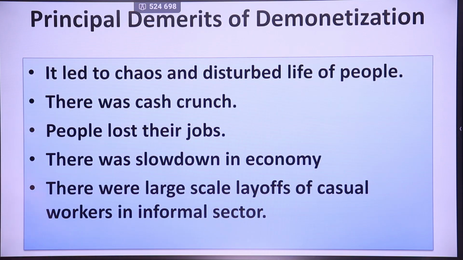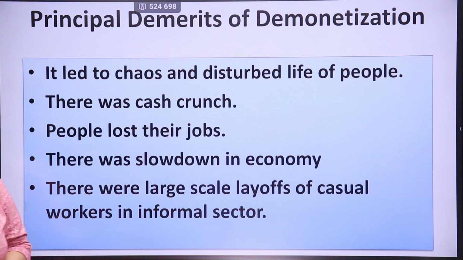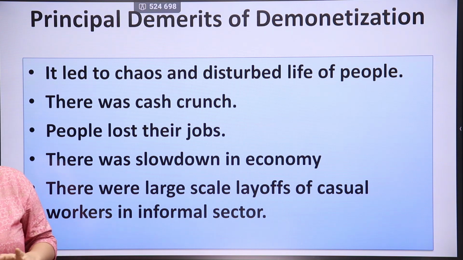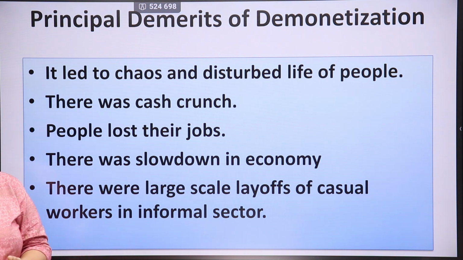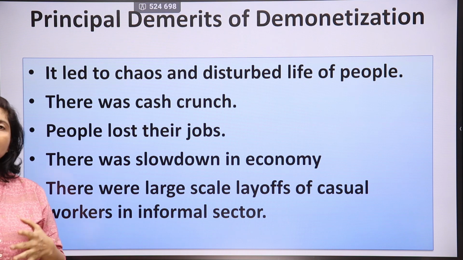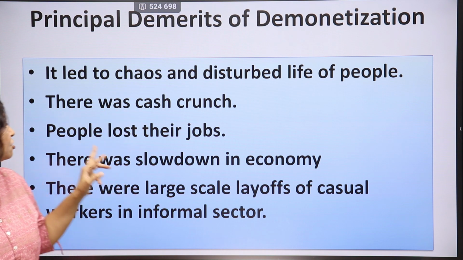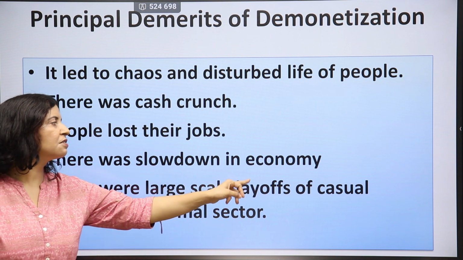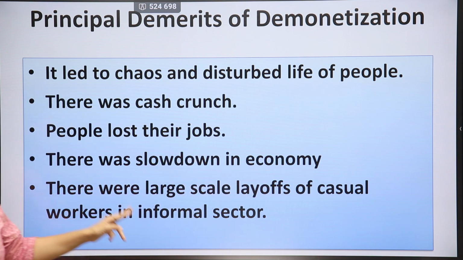The principal demerits of demonetization: it led to chaos and disturbed the life of people. People were stranded on roads, they could not find cash, and many people died in hospitals also. There were large numbers of queues like long snakes in front of ATMs, and the life of people became really hard and worse. There was cash crunch, people lost their jobs, there was slowdown in economy, there were large scale layoffs, that means terminations of people, that means job losses of casual workers in the informal sector.